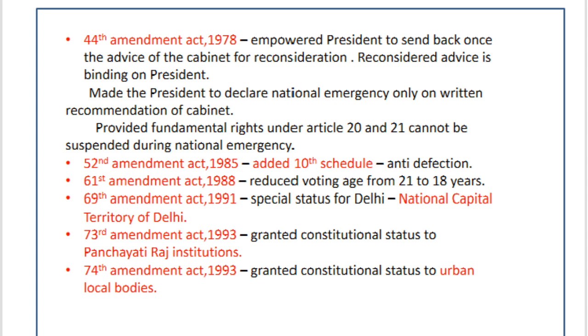The 73rd and the 74th Amendment are very important. It provided the basis for the local self-government in India. The 73rd Amendment Act of 1993 granted the constitutional status to Panchayati Raj institutions. 74th Amendment Act of 1993 granted constitutional status to urban local bodies, that is the municipalities.